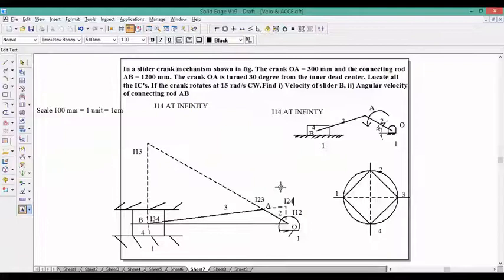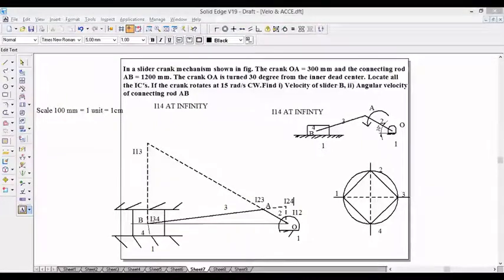Now, according to the question, we need to find the velocity of the slider. Velocity of the slider means the velocity of point B we need to find. To find the velocity of point B, first we should find the angular velocity of AB, the connecting rod. To find the angular velocity of AB, first we should know the linear velocity of point A. That calculation part I will show in a new file.